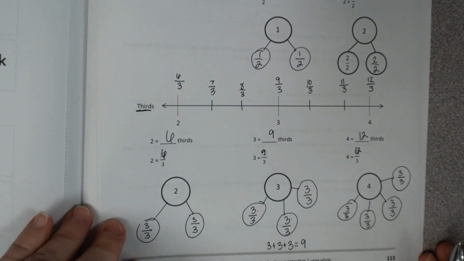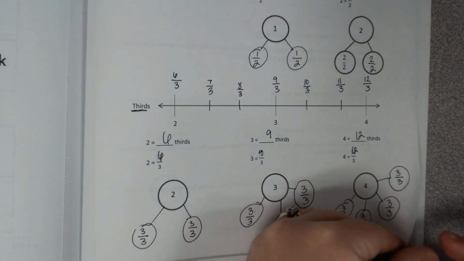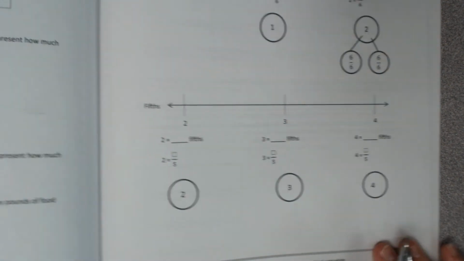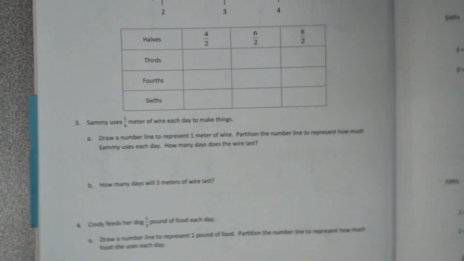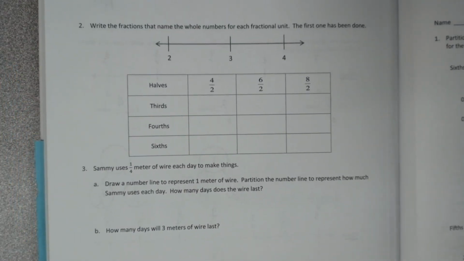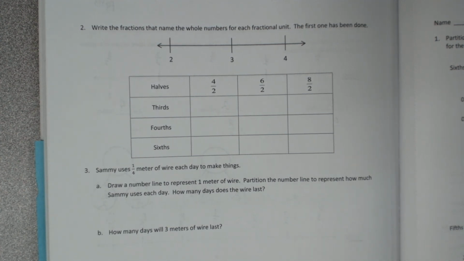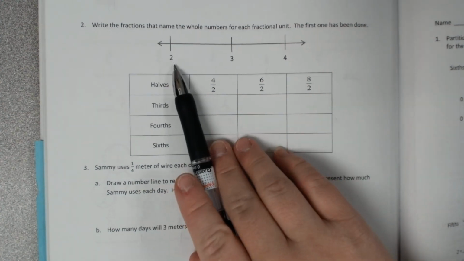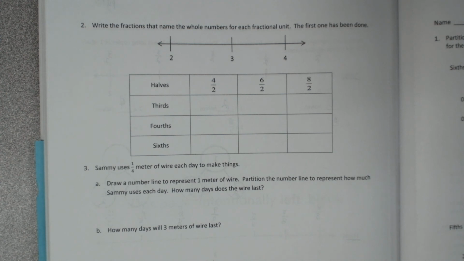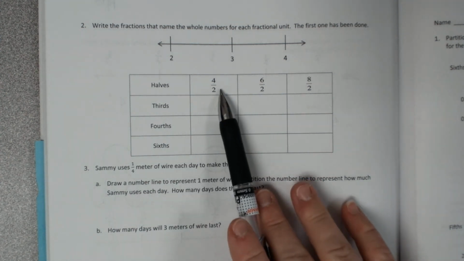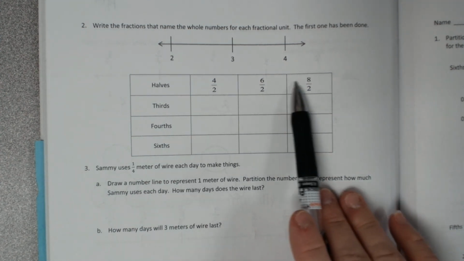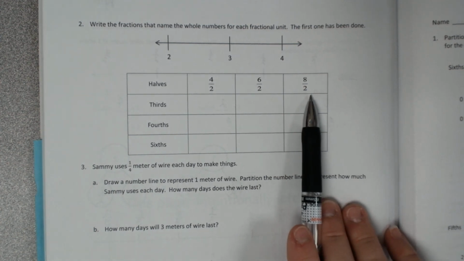Let's turn on over to page 314. Number 2 says write the fractions that name the whole numbers for each fractional unit. The first one has been done. Okay, so let's look at it. My number line goes from 2 to 3 to 4. Halves would be 4 halves, 6 halves, and 8 halves.